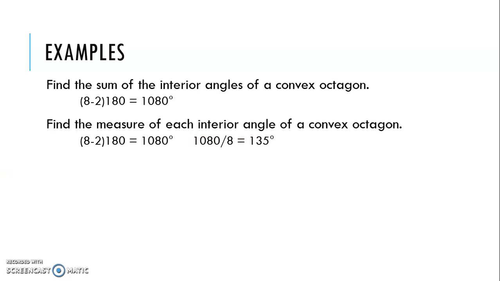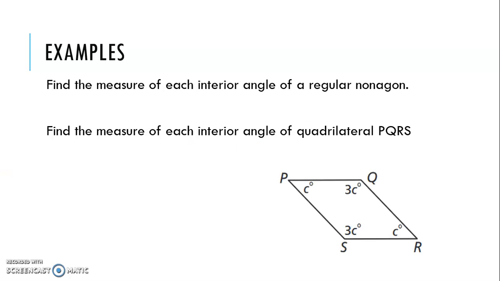Now you have 2 more questions to do. The first one says find the measure of each interior angle of a regular nonagon. And the next one, you have to find the measure of each interior angle of this quadrilateral. But notice they're all different measurements. So pause the video, see if you can figure them out, and then press play to see how I did it.